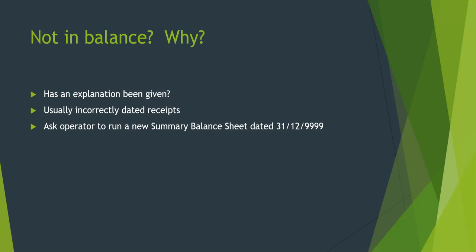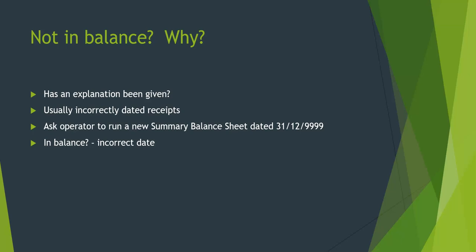If it's out of balance though and the operator doesn't really know why, you would need to ask them, this is all in your notes, to run a new summary balance sheet dated with this date that's way in the future. And what that will tell us is if it's now in balance, it means for sure that an incorrect date has been entered, something beyond the financial year end.